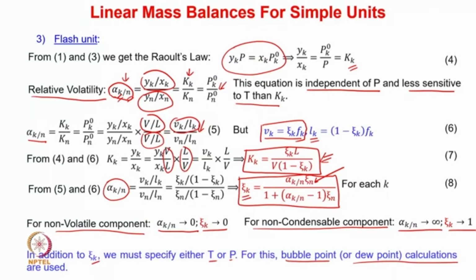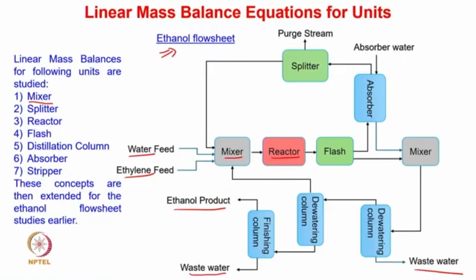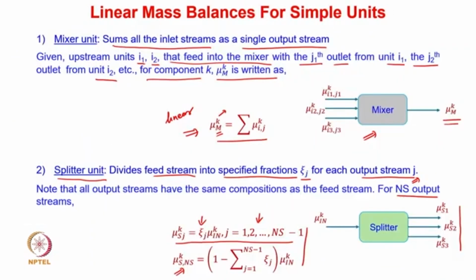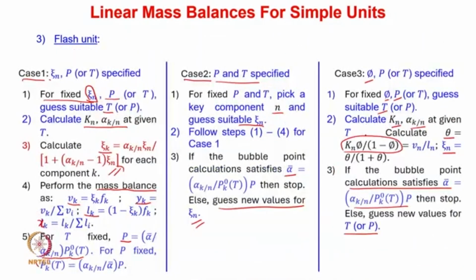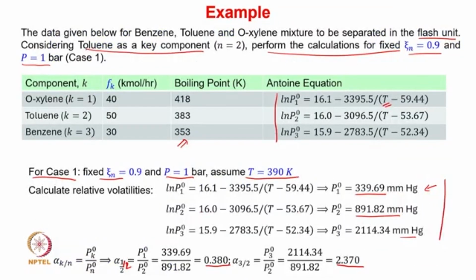We will again look at some more equipment like absorber and distillation column, and based on that we are going to solve the entire flow sheet which we have discussed earlier, using these concepts. The idea here is to get the linear equations for each of these units and then solve all these equations simultaneously, using suitable solvers like the simplex algorithm. Okay, so thank you. We will continue from this point in the next class.